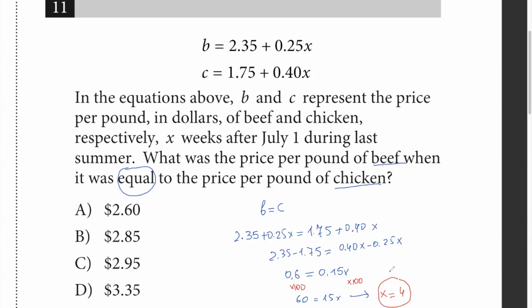So you just need to substitute for here in B or C, doesn't matter. But they ask for the price of beef. Let's substitute it here. B is equal to 2.35 plus 0.25 times 4, which is 3.35. The answer will be D.